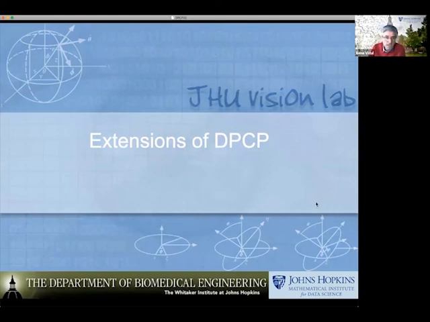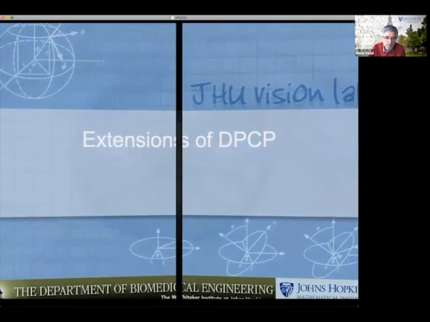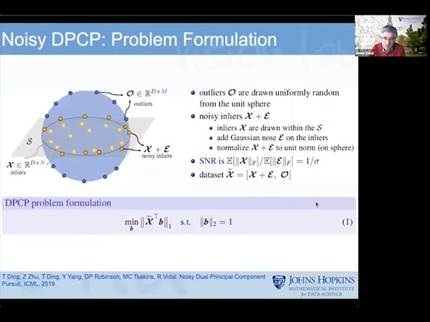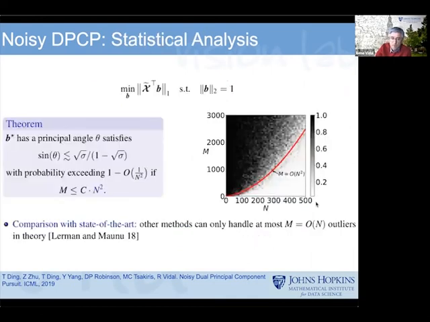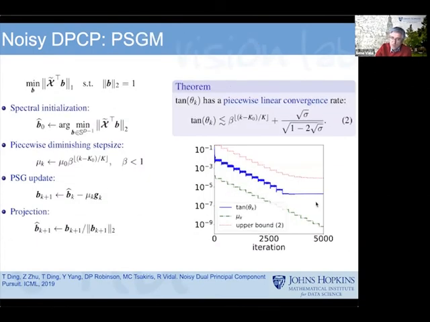Okay, I'm going to skip this, but the main point is we have extended this to noisy data as well, and we have all of the theorems about global minimum. So very similar flavor. And also the fact that we can tolerate up to a square number of outliers, even with noise. And also the same theorem about piecewise diminishing step size. The convergence of the projected subgradient method, same method, same optimization problem, is also applicable in the noisy case.